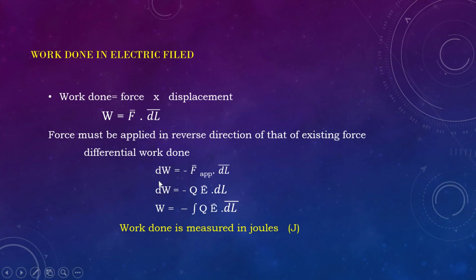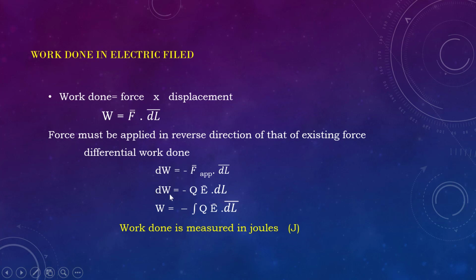So dW, the differential work done, is equal to the opposite force of F, which we call F applied, and it is the negative of the original force, multiplied by the distance dl. When you apply the opposite force, the charge will move, and when the charge moves, we can say that work has been done by the field or the source. So dW is equal to F applied into dl. But what is F applied? That is negative of F. So what is F? Q into E bar, multiplied by the minus sign, into dl bar. So this is a differential or small work done.